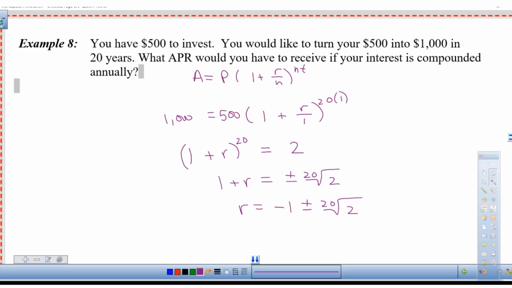Let's put this in. Everybody go -1 plus. Do you remember how to do the 20th root? What do you put in first? 20. Then you hit second. Then you hit the up arrow, the caret button, the power button. Yep. Then put in a 2. Then hit enter and you get 0.03526. I'm going to carry it out quite a while.